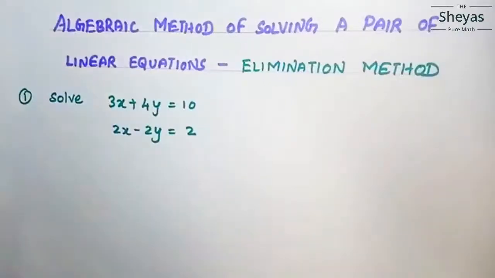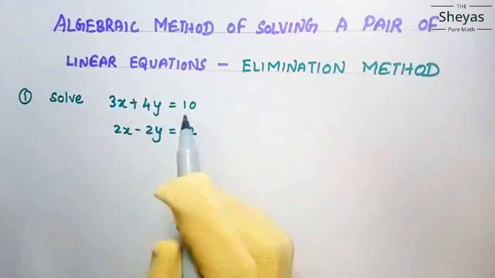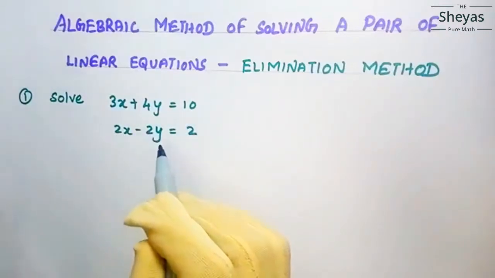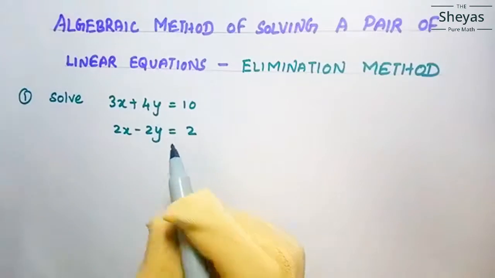Hi friends, today we are going to discuss the elimination method. The elimination method is one of the algebraic methods of solving a pair of linear equations. So let us solve these two linear equations: 3x plus 4y is equal to 10 and 2x minus 2y is equal to 2.